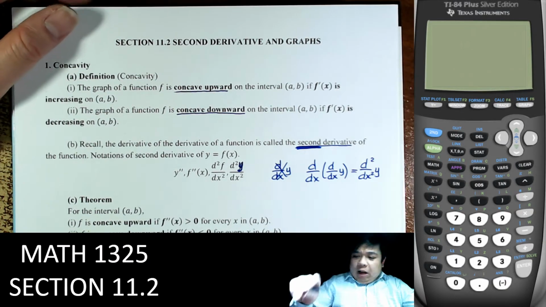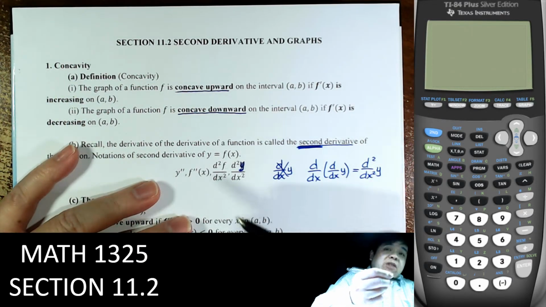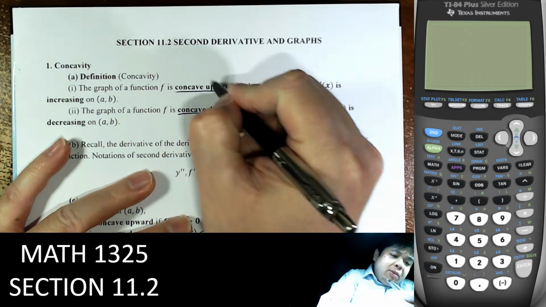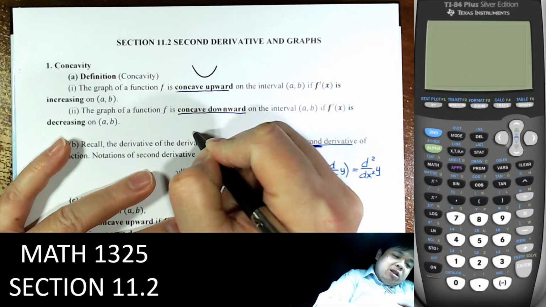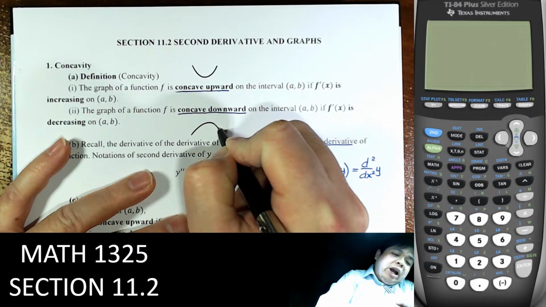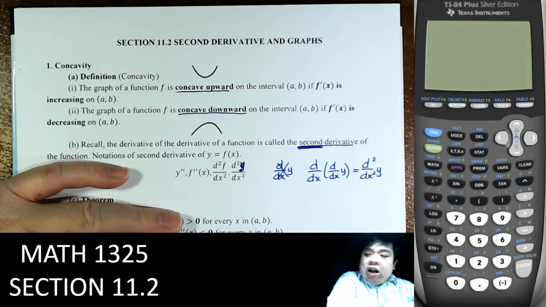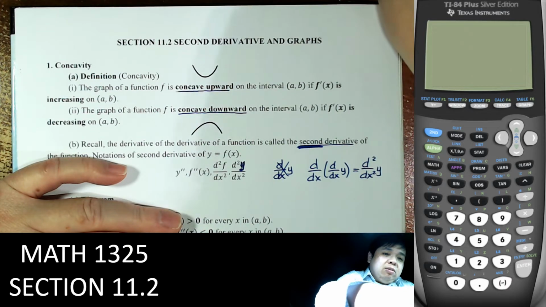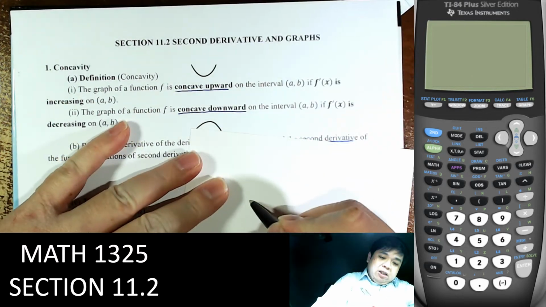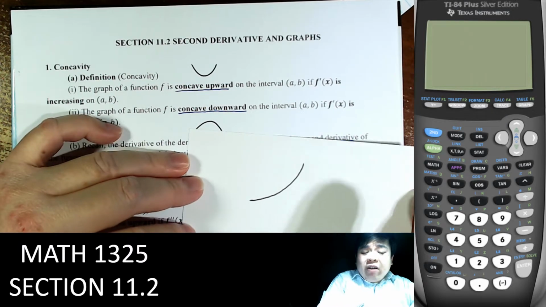All right, now let's go back to the graph. What does the second derivative tell us about concave up or concave down? Concave up is something like this. Concave down is something like that. So how can we tell if it is concave up or concave down, especially if we just have a part of the graph? How can we tell?